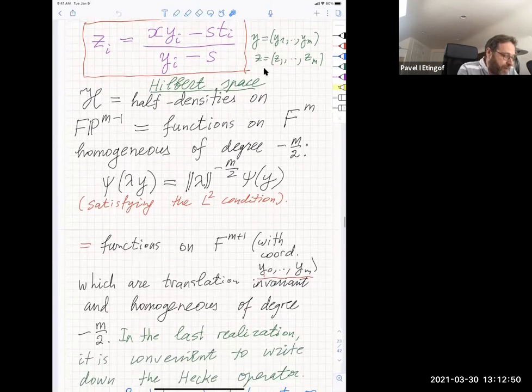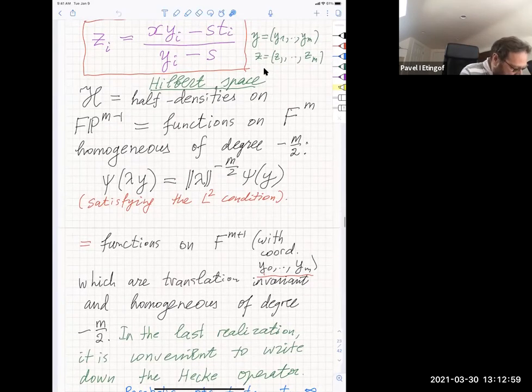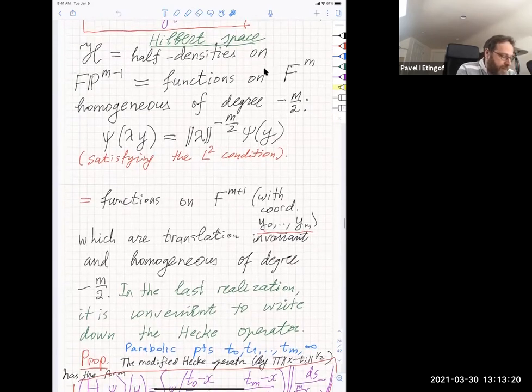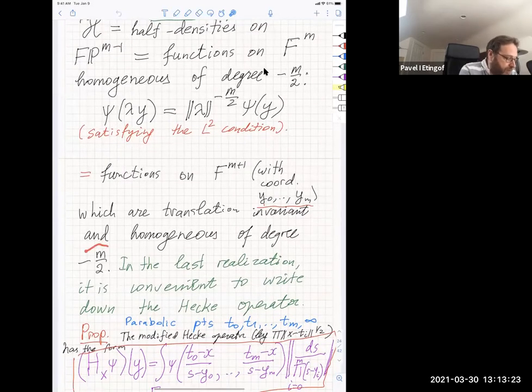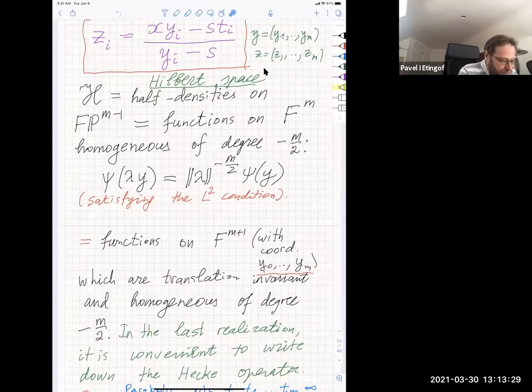And another way to think about this space is we can restore one more symmetry. So we assume that T0 equals 0, but we can forget that condition and just have T0 to be anything, and also Y0, the parabolic line there, to be anything. Then we will have a symmetry not just by dilations, but also by translations. And so then we will get a space of functions on f to the m plus 1 with coordinates y0 through ym, and they are translation invariant and homogeneous of degree minus m over 2. And so the Hecke operator will look even nicer if you write it in this setting.